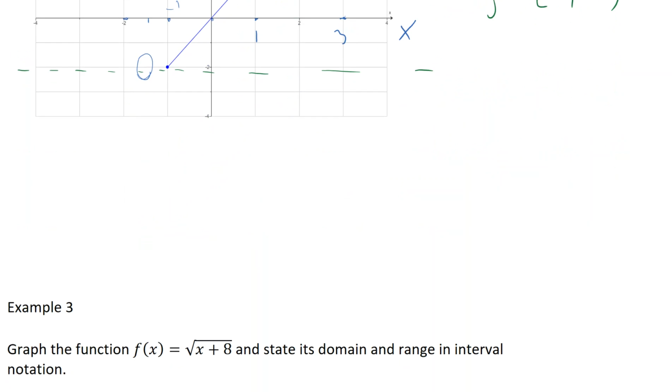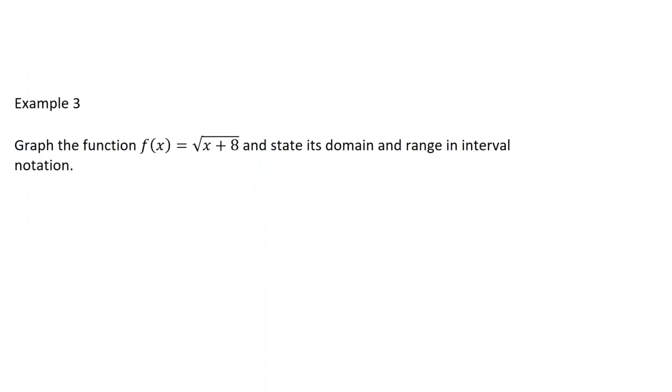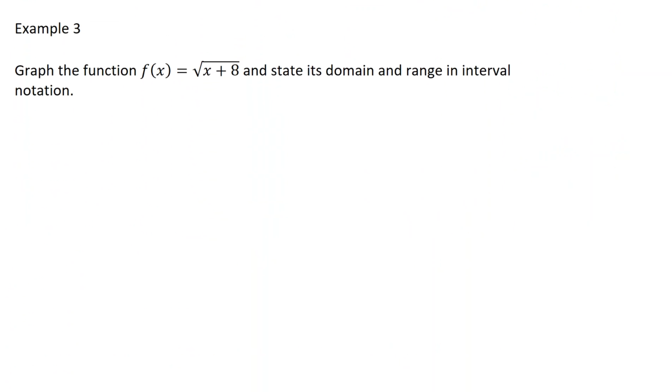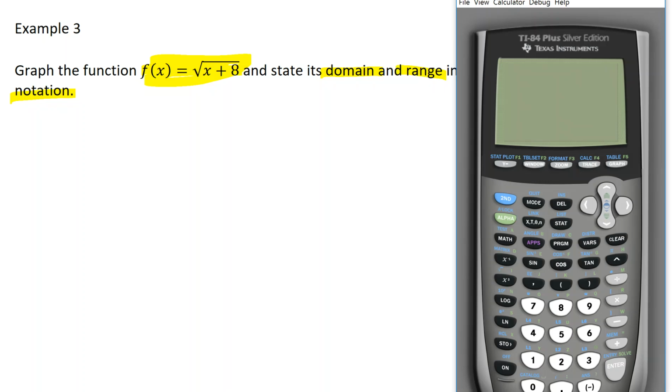Okay, what if you are not given the graph, and you don't know how to do it algebraically? You'll have to actually graph the function and then from the graph give the domain and the range. In our case, the function we're looking at is f of x equals the square root of x plus 8, and we're asked to give the domain and the range in interval notation. We can use our graphing calculator to graph this function.